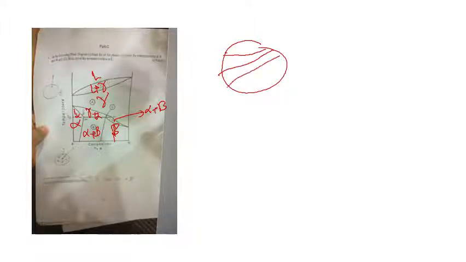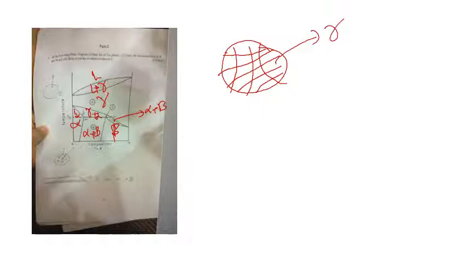This is liquid plus alpha, and here is alpha plus beta. This is alpha plus beta, and this is beta, another type of solid. So we have marked out the phases. Now it says to draw the microstructures of A and B. At A, there is only gamma, so it will look something like this. So this is gamma.